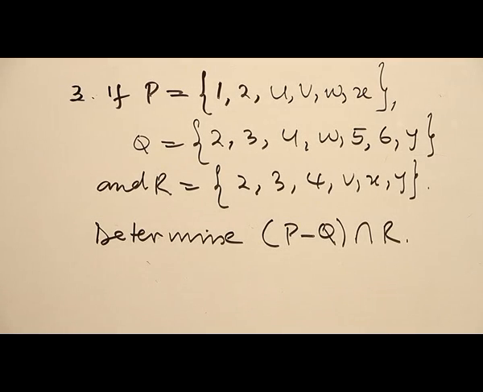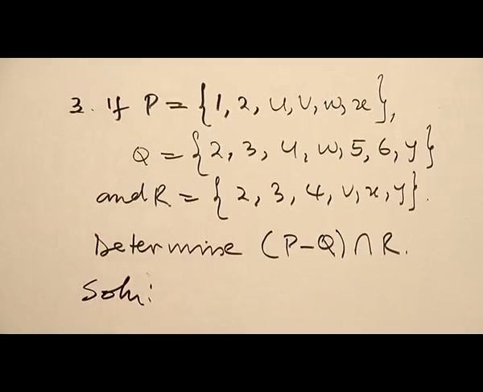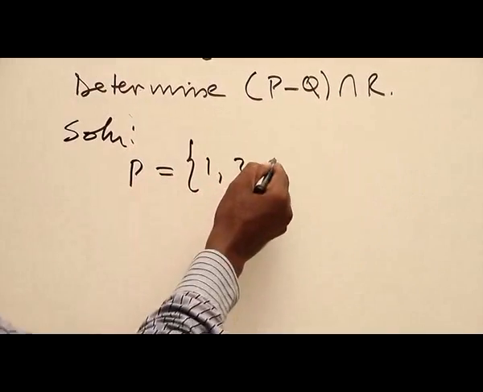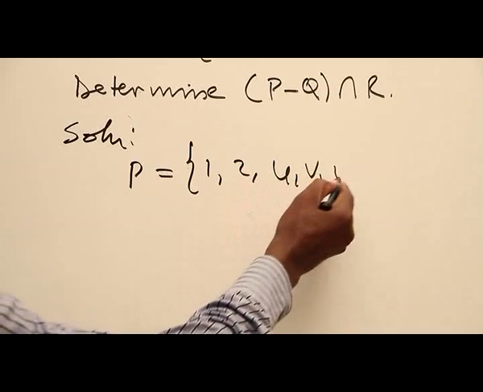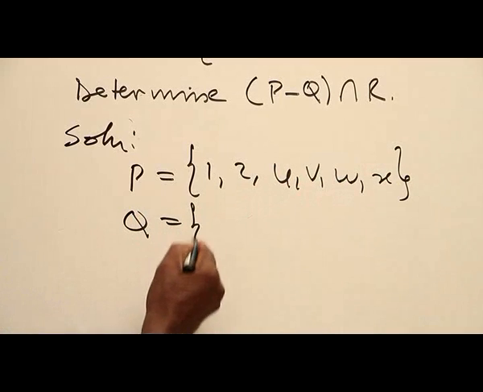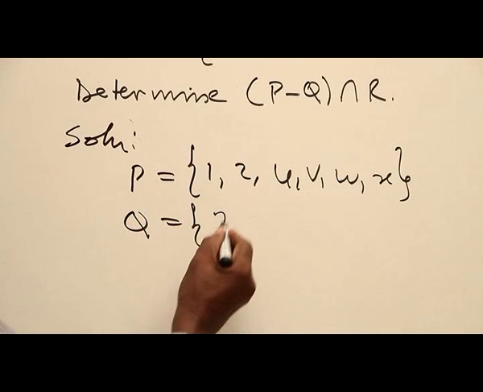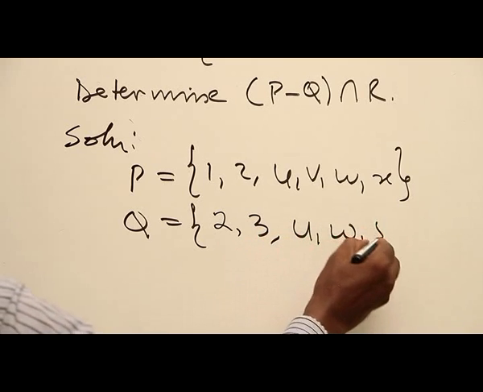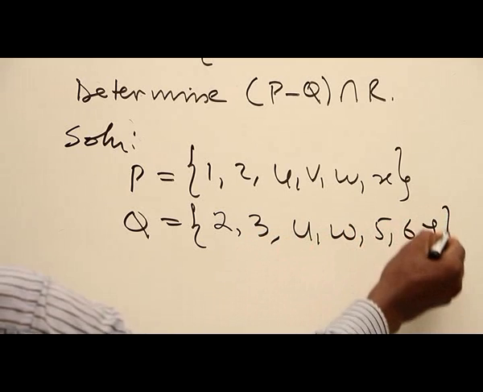Determine P minus (Q intersection R). Our solution: we have our P, which is equal to {1, 2, U, V, W, S}. Then we have our Q here: {2, 3, U, W, 5, 6, Y}.